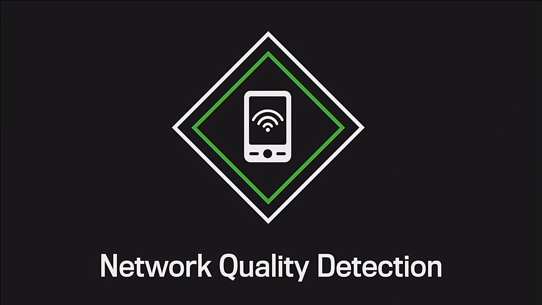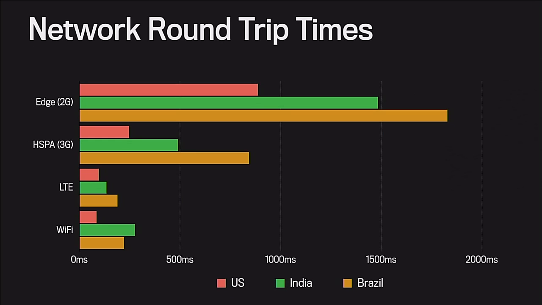So decreasing image sizes is pretty significant, but we found that we really needed to have a way that feature developers working on the Facebook for Android application could know whether or not they were on a good network or a slow network. So before I get into the details, this graph shows network round trip times from information that we gathered across four different network interfaces in 3 different countries, the US, India, and Brazil.